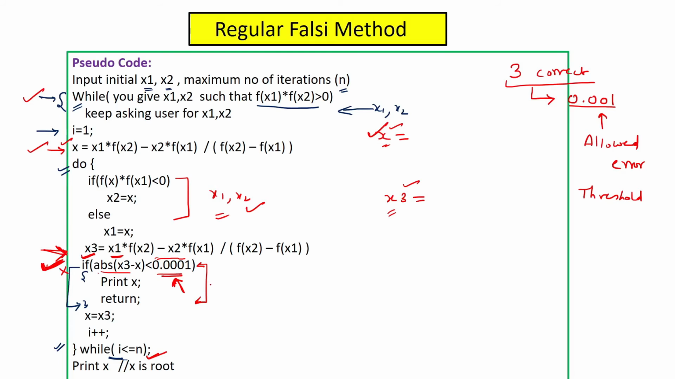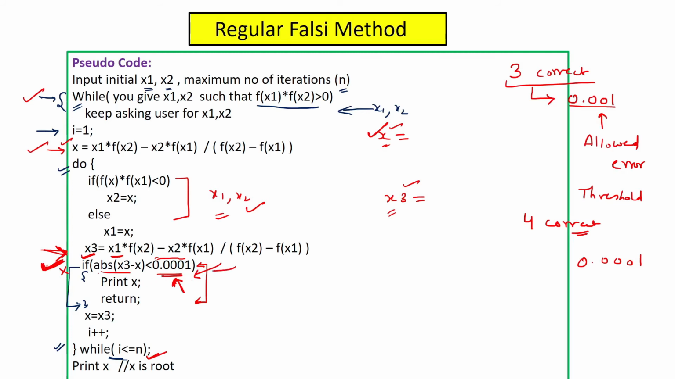So this is the way by which we are implementing that concept of matching the value of the previous iteration x and the current iteration x. Now if the program says you have to match till 4 correct decimal places, then you have to take the value of allowed error as 0.0001. So here I am checking till 4 correct decimal places, so I have taken 0.0001.